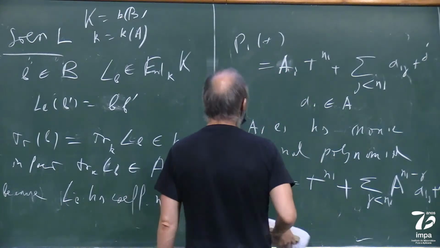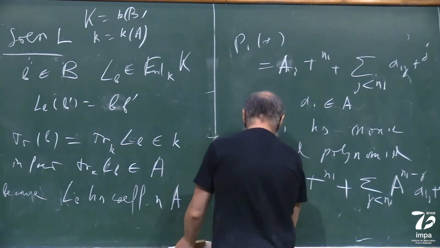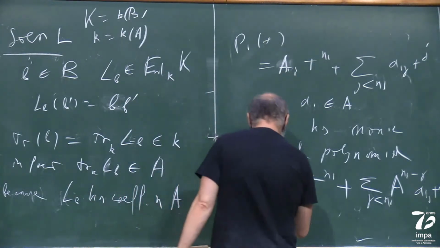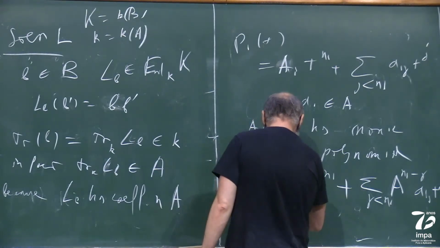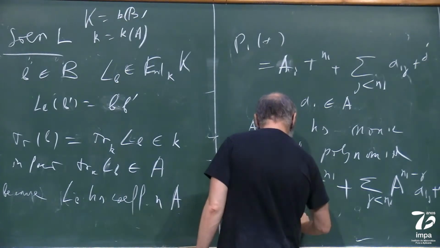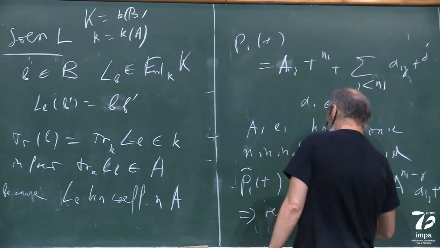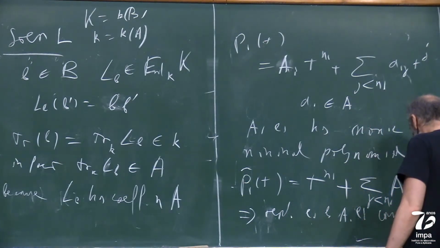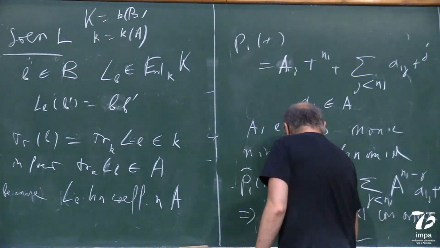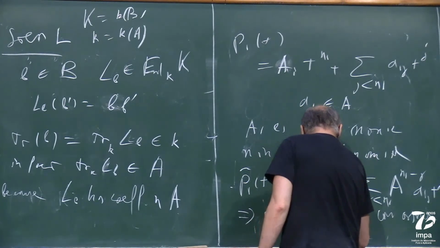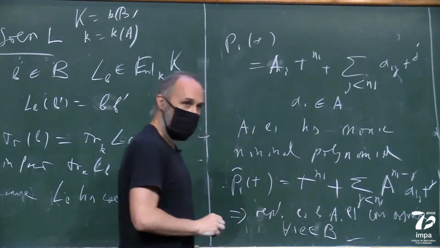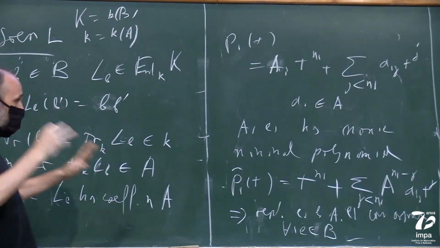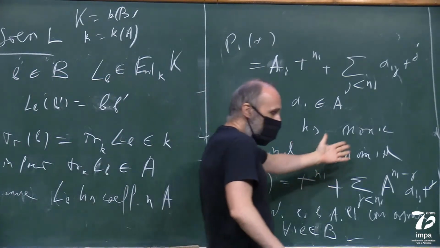And this, of course, implies that, look, it's a monic polynomial. So replacing e_i by a_i e_i, we can assume that all e_i belong to B. So you have a basis for your field K, which sits in B. So this is sort of clear.